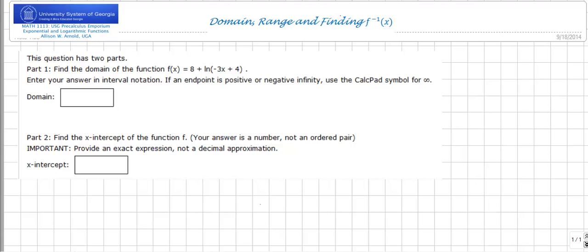Hi everyone, let's wrap up this section with a few miscellaneous topics. We've already discussed the definition of a logarithm, how the logarithmic function is an inverse of an exponential function. And now let's take a little closer look at finding the domain and possibly the range of a logarithmic function, intercepts, and finding the inverse actually.